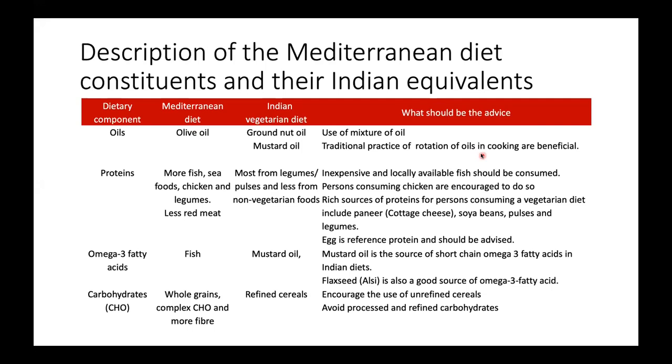One month you can take safflower, another month you can take sunflower, another month you can take canola, and mustard oil can be used as and when required. Try to avoid any hydrogenated oil.